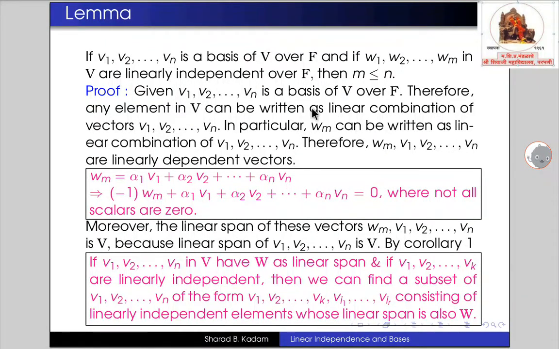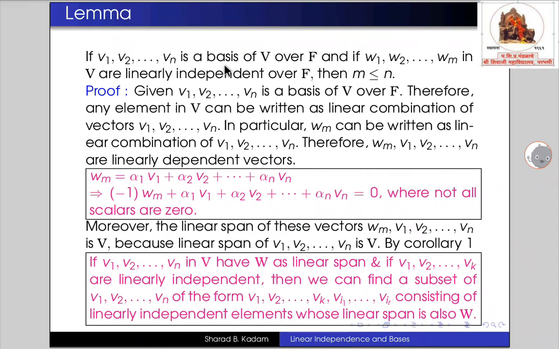In this lecture, we will prove two lemmas and some corollaries. So first lemma, its statement is: if v1, v2, ..., vn is a basis of V over the field F, and if w1, w2, ..., wm in V are linearly independent over F, then m is less than or equal to n.